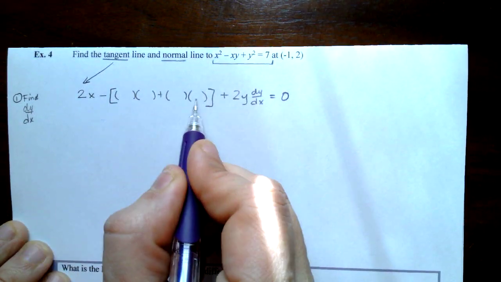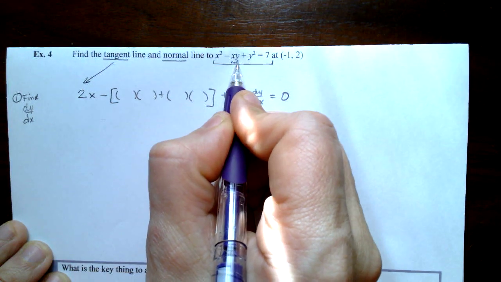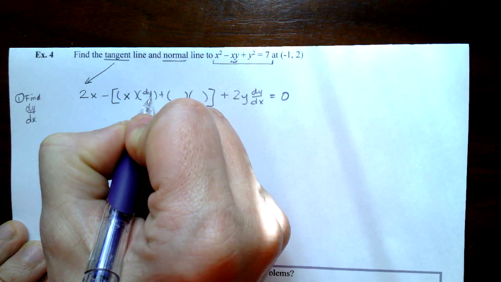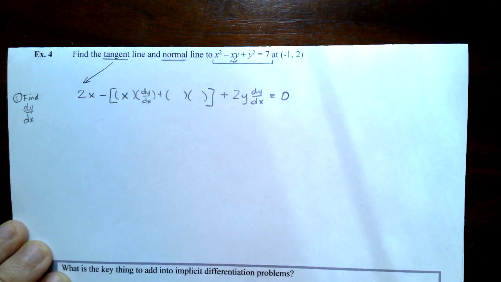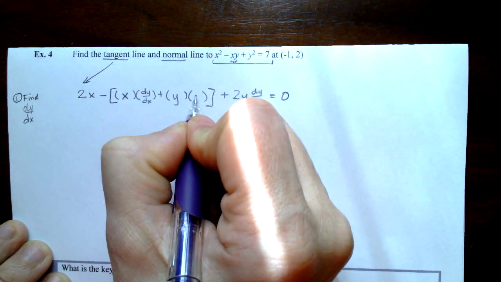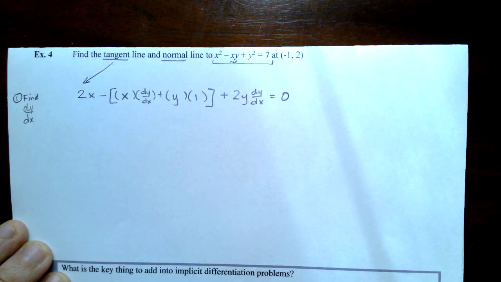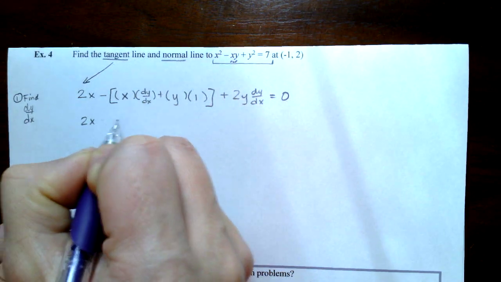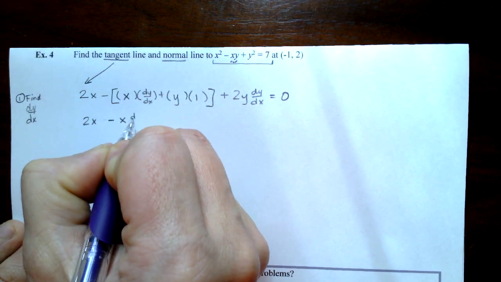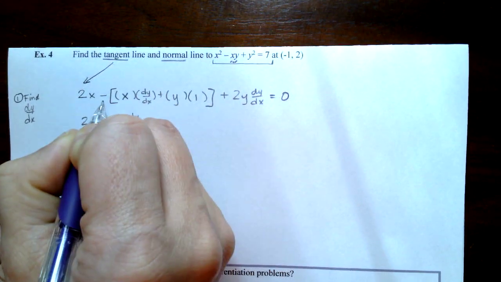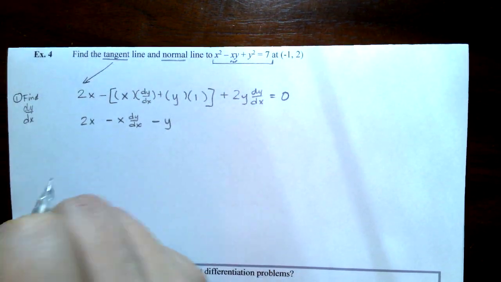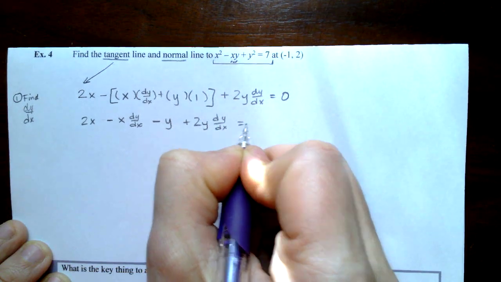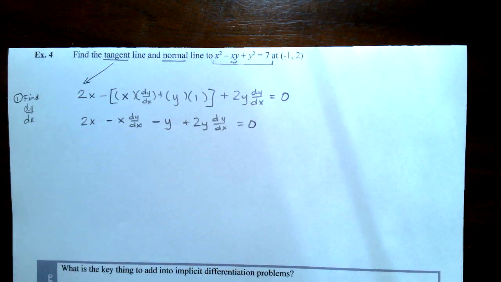So now I'm going to go back in here and do my product rule for this. I've got x times the derivative of y, which is dy/dx, and then I've got y times the derivative of x, which is 1. Now if I clean this up a little bit, 2x minus x dy/dx, distribute the negative here, minus y, plus 2y dy/dx equals 0. This is what I have.